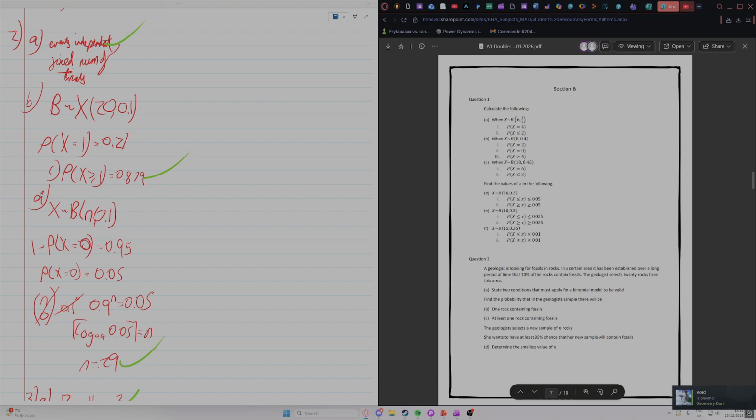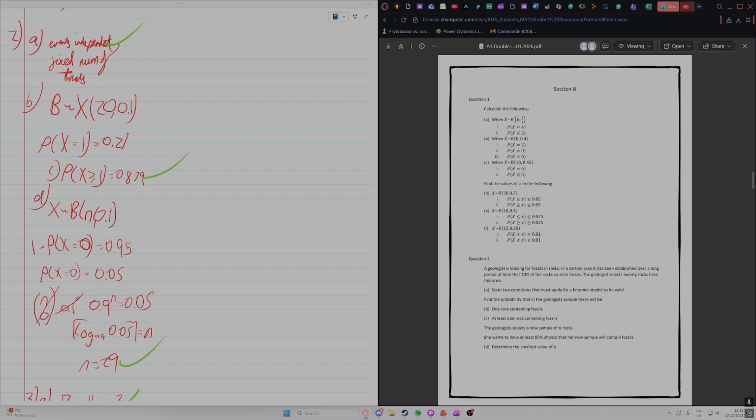Now they want x distributed binomially with n and 0.1, where P(x greater than or equal to 1) equals 0.95. You can't do P(x ≥ 1) on your calculator, since there's an unknown. So you do 1 minus P(x = 0), and then you just use your definition of the binomial distribution, which is in the formula book, so you don't have to worry about that. Then you solve with logs.